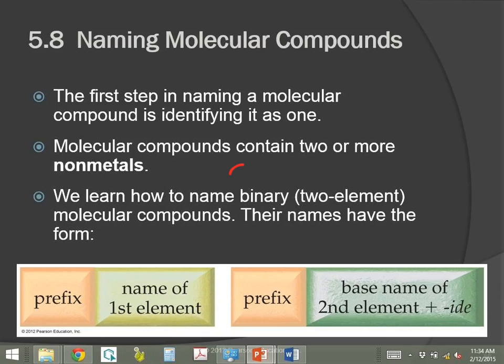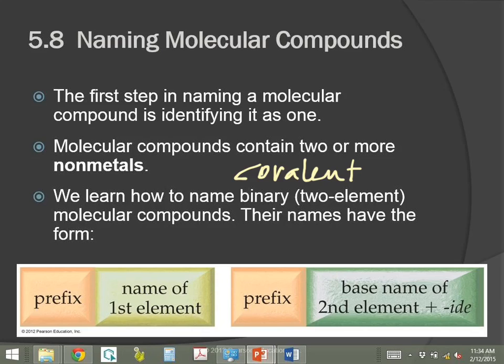That's not what I used on the worksheet. I should change that to make these agree. I'm sorry about that. They're also called covalent compounds.